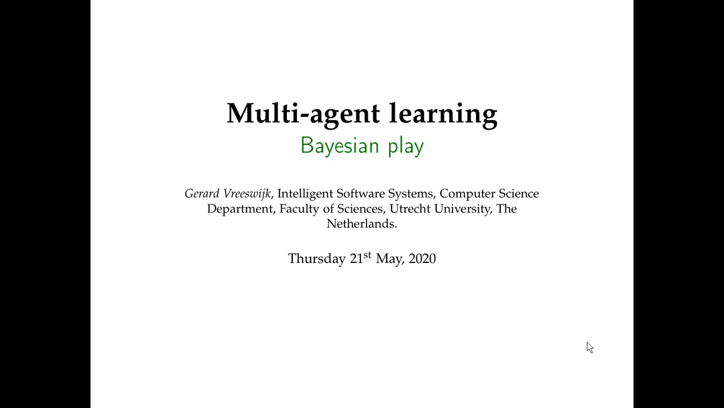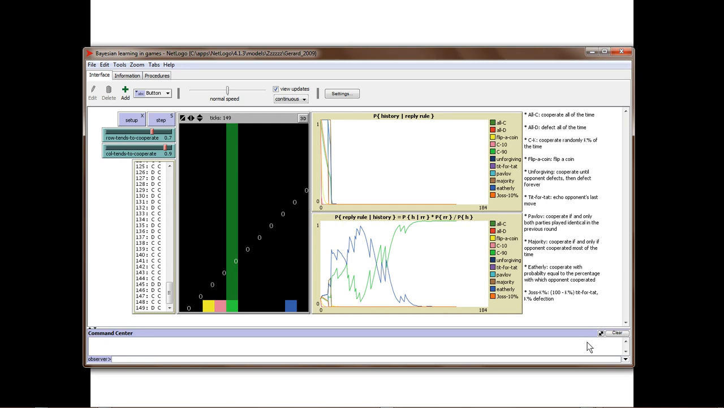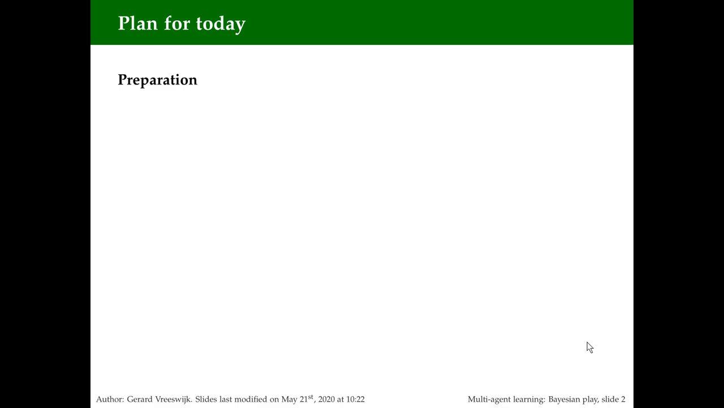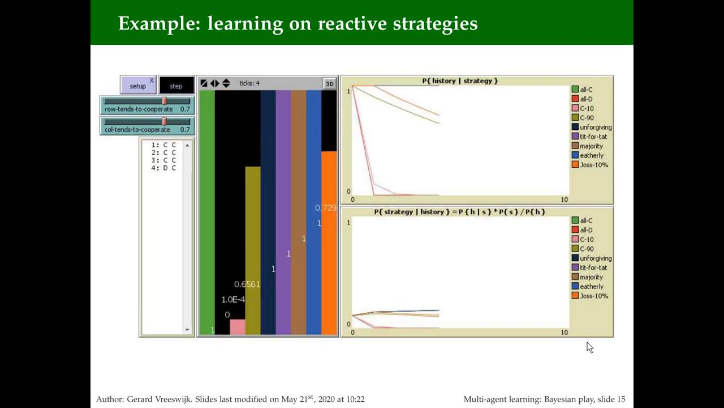Hi, welcome back to the second part on Bayesian play. We were discussing an example or a demo in NetLogo. So let's now move on. We discussed this and we were here.